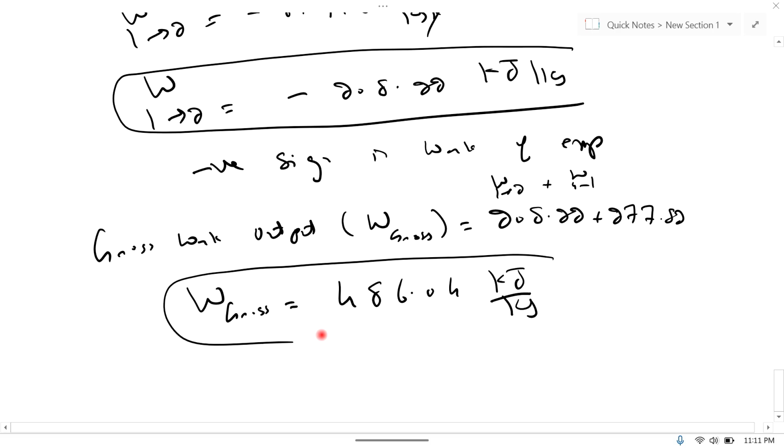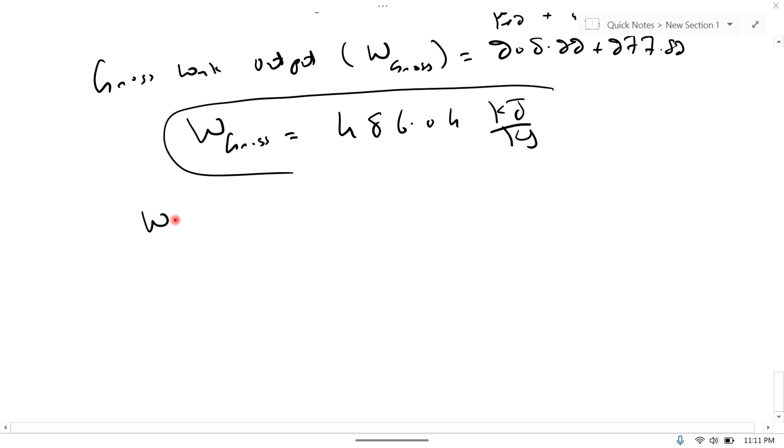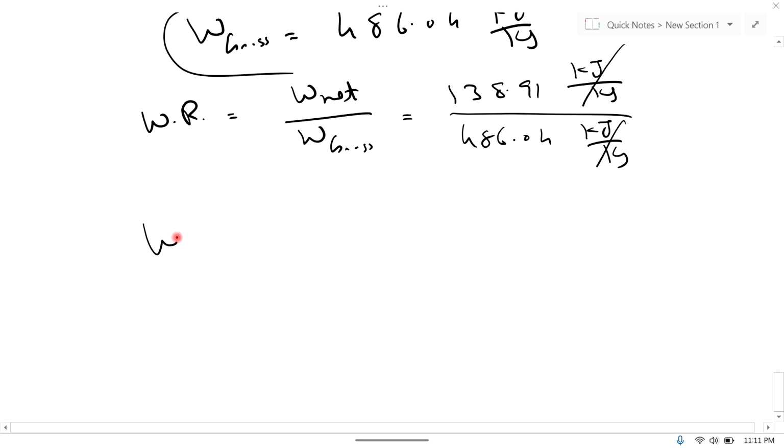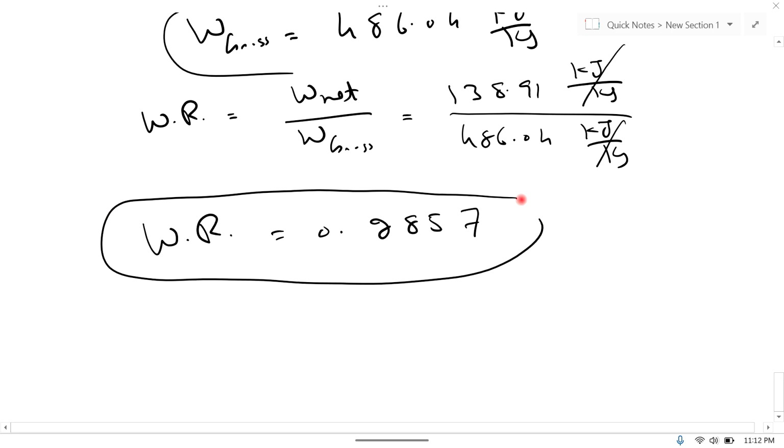Now we have to find the work ratio. So work ratio is basically net work divided by gross work. So net work is 138.91 kilojoule per kilogram, and gross work is 486.04 kilojoule per kilogram. This kilojoule per kg will be cancelled, and the work ratio is equal to 0.2857, and this is the end of the problem.